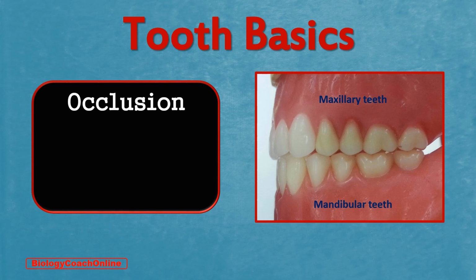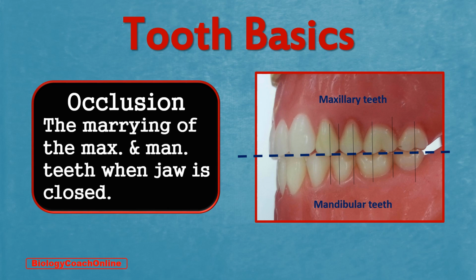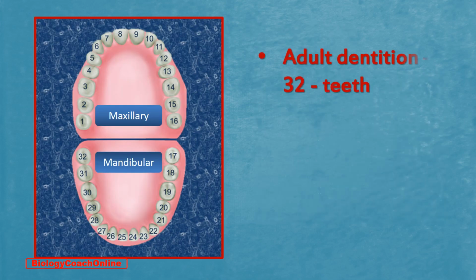The biting or chewing surfaces of your teeth are known as occluding surfaces. Now, when you close your teeth together, the maxillary teeth line up perfectly with the mandibular teeth, as you can see here, with the cusp of one tooth fitting nicely into the groove or fossa of its opposing tooth. This is called the occlusal plane here, and when your mouth is closed, we say that your teeth are in occlusion. Now, there are a total of 32 teeth in the adult dentition.